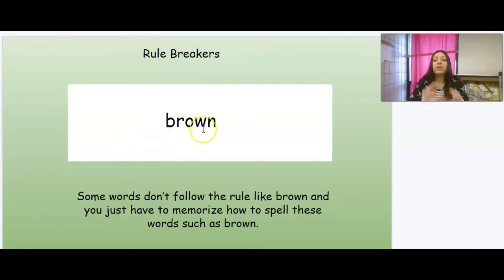Okay, now there are some rule breakers, okay? Look at this word, brown. It has that ow sound in the middle of the word, and some words, remember, just don't follow the rules, like brown. A lot of words that rhyme with brown, like crown, have that ow sound in the middle, and you just have to memorize how to spell those words. But for the most part, if you hear the ow sound in the middle or the beginning, you're going to use OU. If you hear it at the end, you're going to use OW.